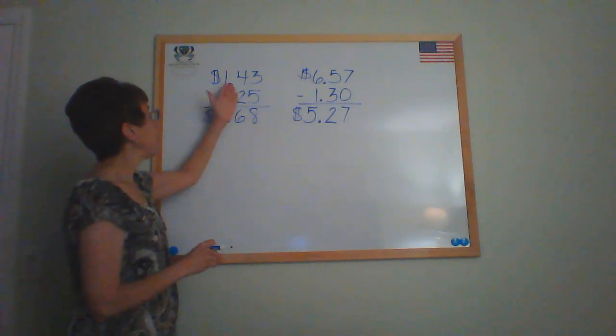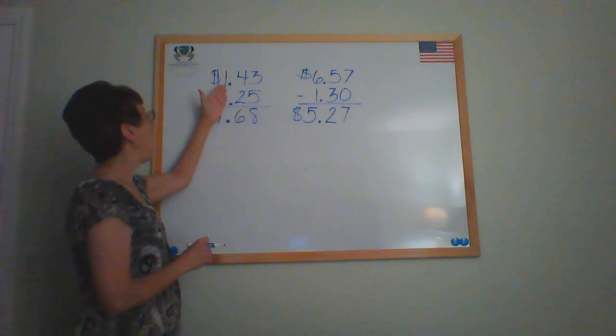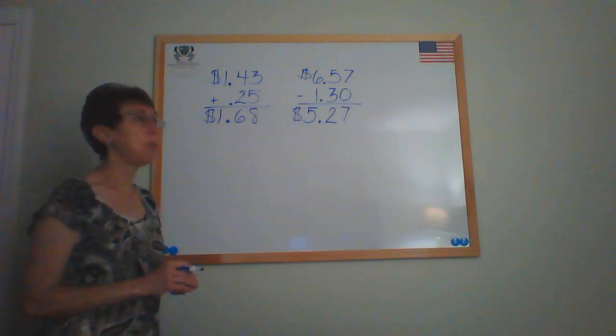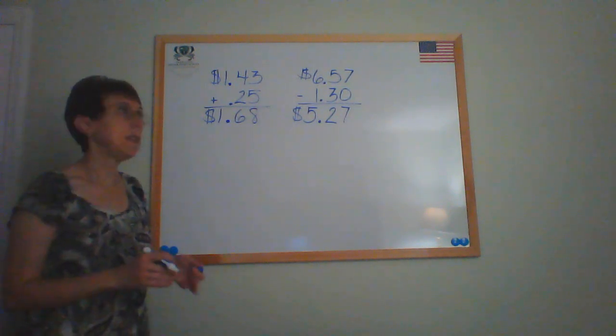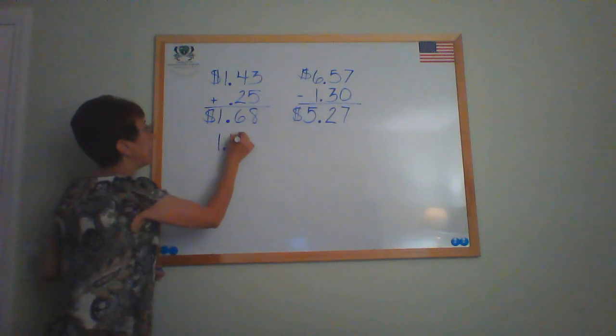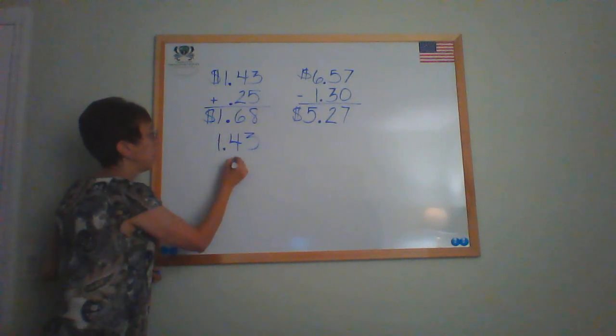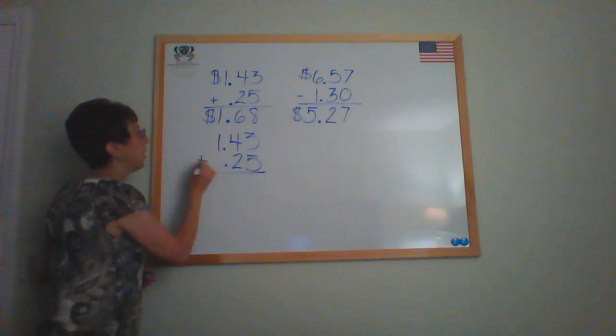You were lining them up so that you can keep the cents to the right of the decimal point and your dollars to the left of the decimal point. Well, it's pretty much the same thing when you're adding and subtracting decimal numbers. A decimal problem may look just like this, without your dollar sign.